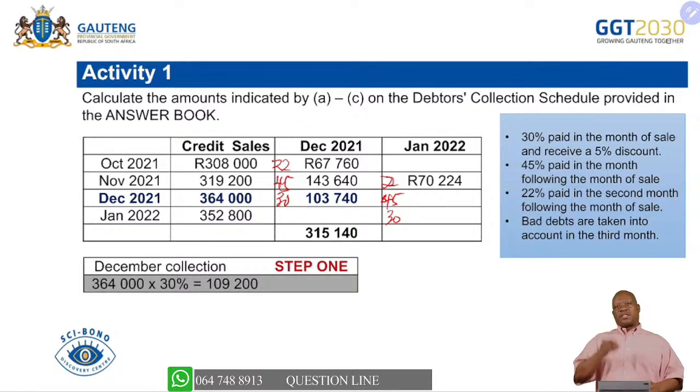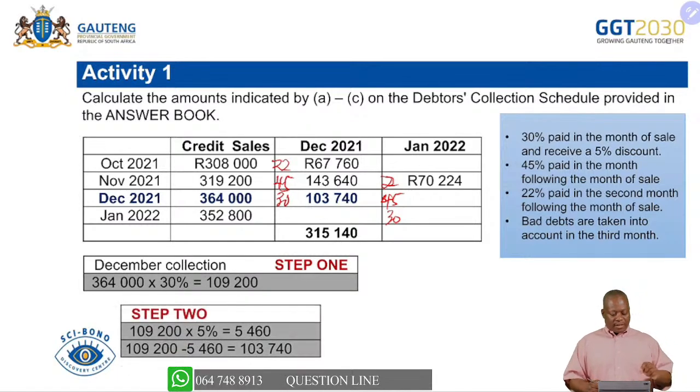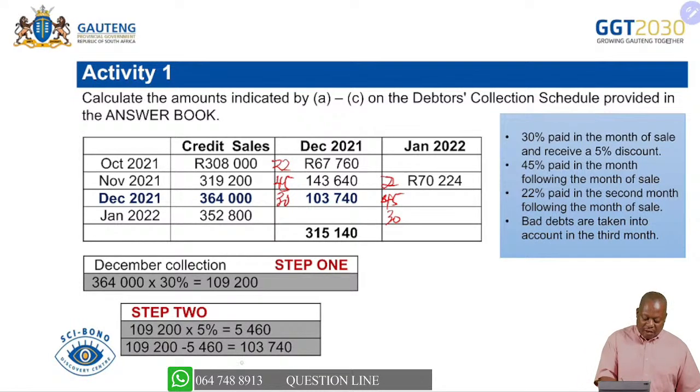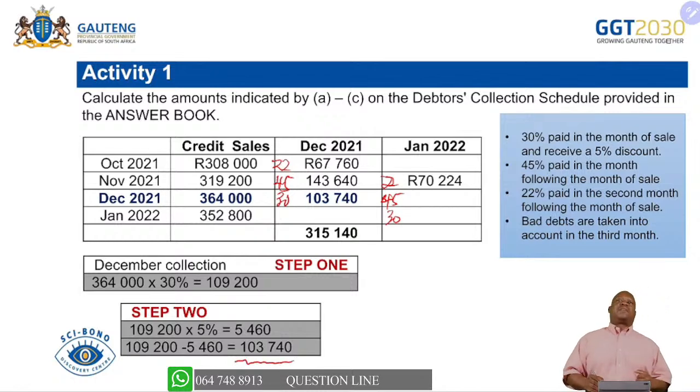Let's check. We can calculate in steps. Take step number 1. We calculate 30% of 364,000, and we are going to get 109,200. But remember, we are not collecting 109,200. We are giving 5% discount on that 109,200. What does that mean? It takes us to step number 2. Step number 2, we find 5% of 109,200. But remember, the 5% is discount. So we are going to take it off. What does that mean? It therefore means we are going to have our 109,200 minus 5,460, and it's going to give us 103,740.